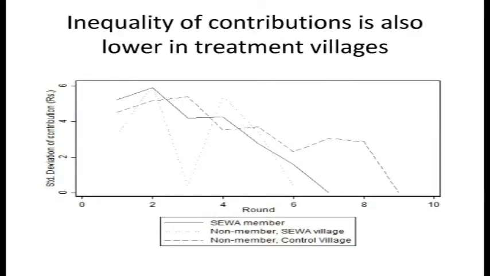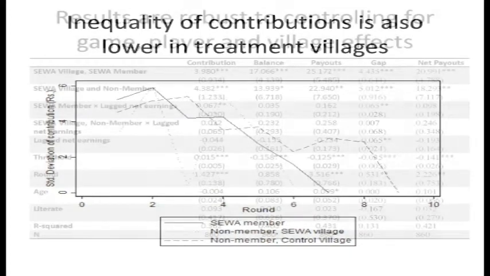The final thing I want to show is that the inequality of contribution also seemed to be somewhat lower in treatment villages. This is not a very clear effect, but you could argue that having had this repeated saving scheme where everybody contributes the same amount of money should make Seva members more likely to contribute similar amounts each time when playing this game. Therefore we should expect to see lower variation in terms of the individual contributions within the treatment villages compared to the control villages. And we're seeing a little bit of that, even though the distinction is not very clear-cut.